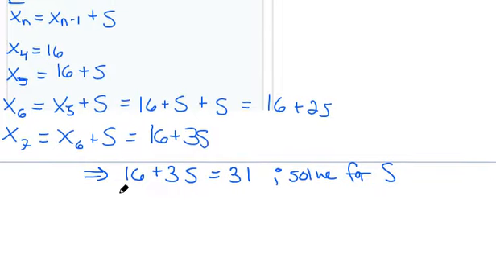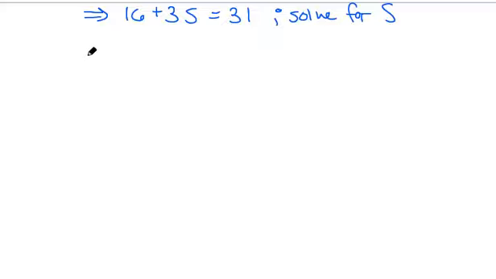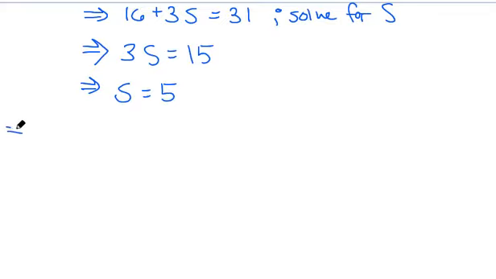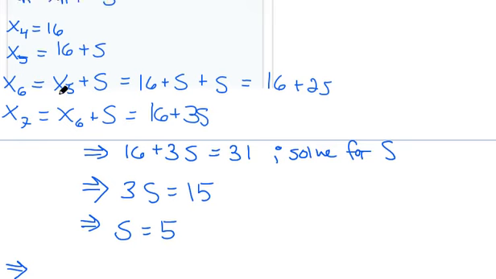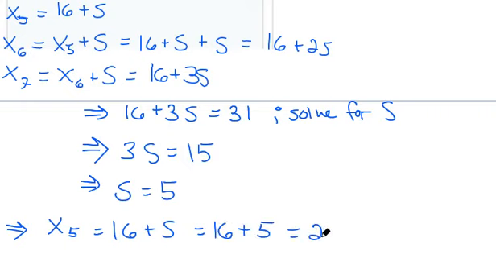So let's solve this equation for s. Let's subtract 16 from both sides. So 3s is equal to 15. And we can divide both sides by 3, so s is equal to 5. Now since we're asked to find x sub 5, we can plug in our s value. So x sub 5 will equal 16 plus s, which is equal to 16 plus 5, which simplifies to 21.